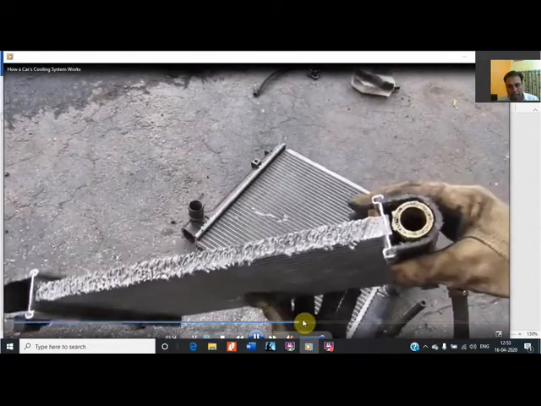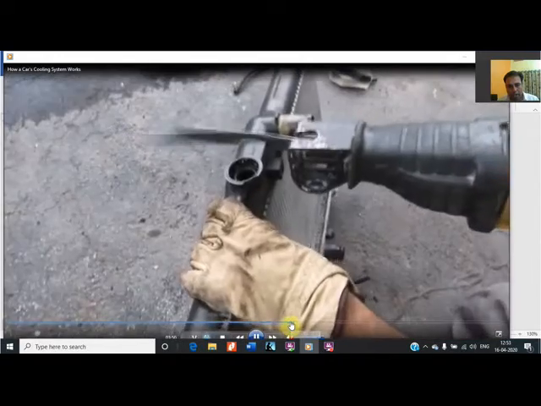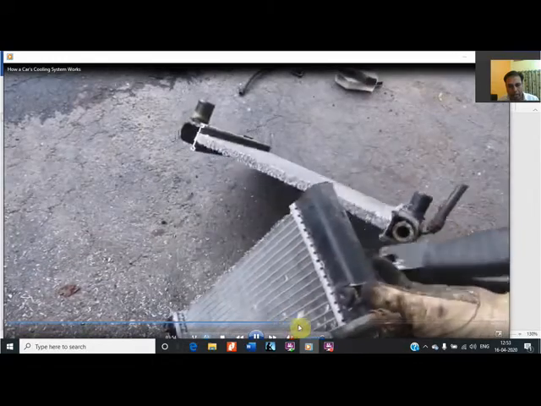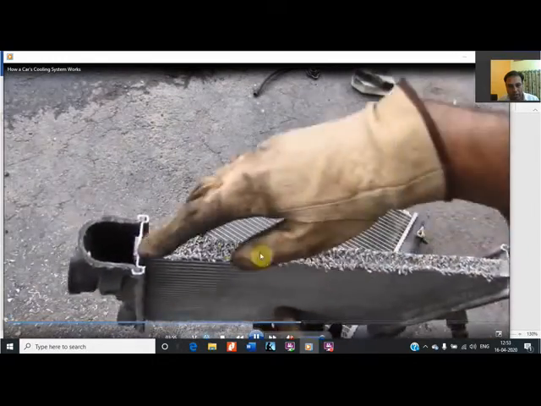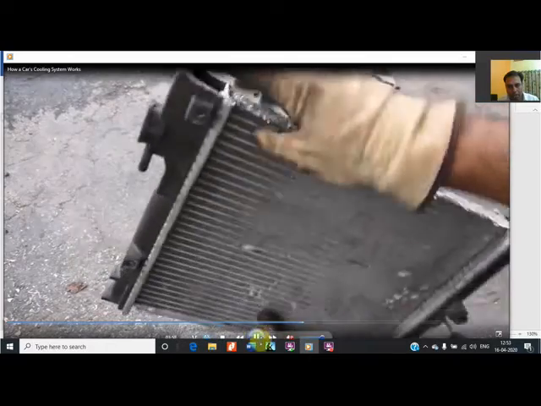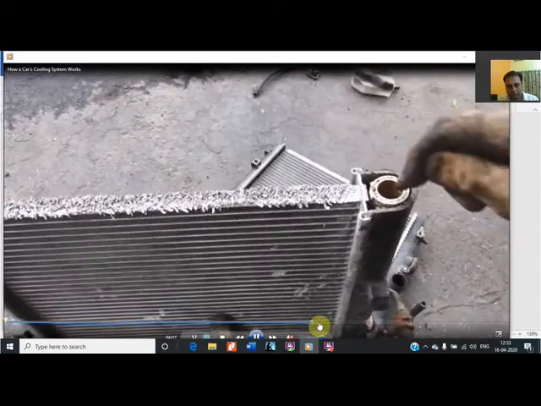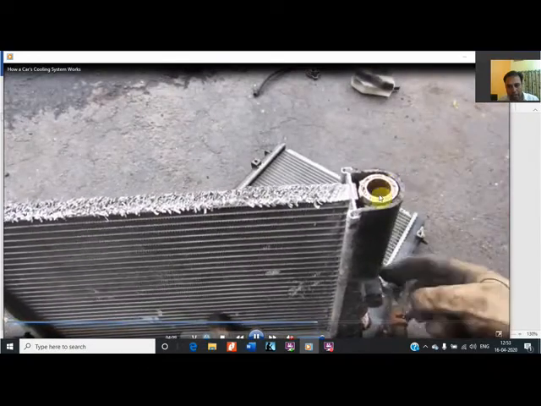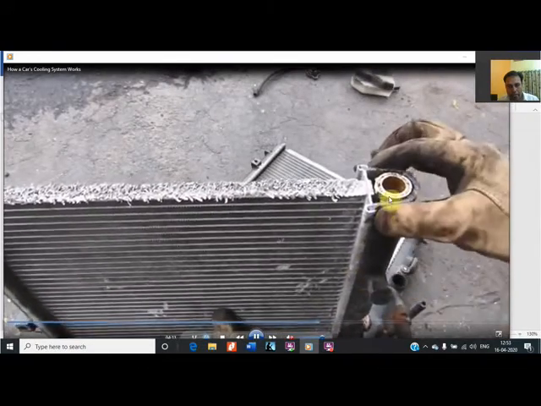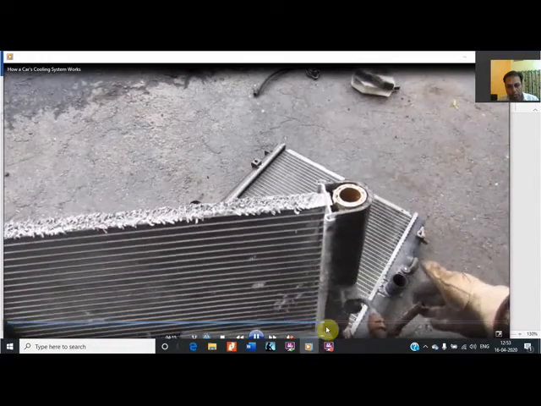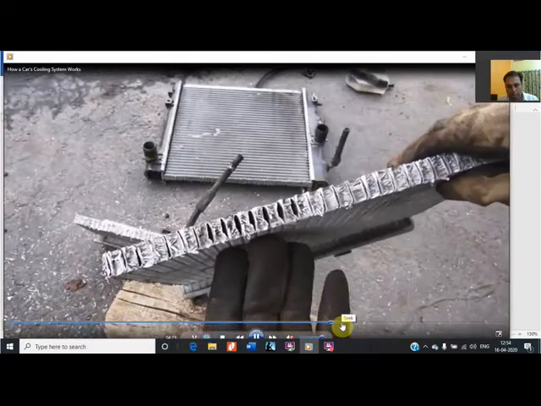What else is there? Now he has cut the radiator in the vertical direction, and what he is showing, that this is the metal which is being filled from this. The air used to go through the radiator, and this is the bank from which the coolant used to enter, and after getting cooling it used to go to the bottom side.